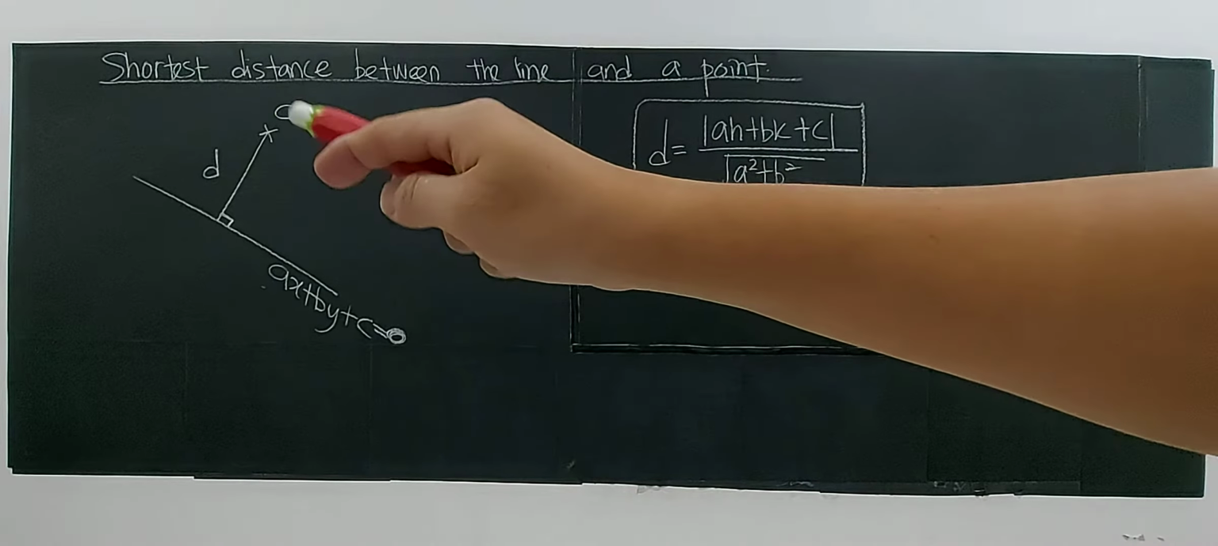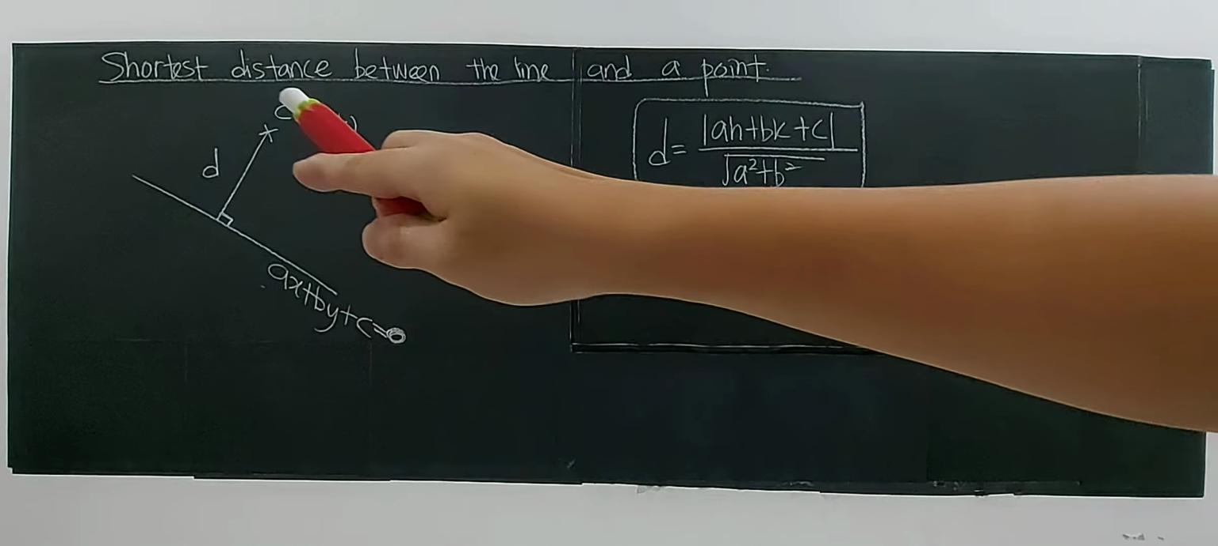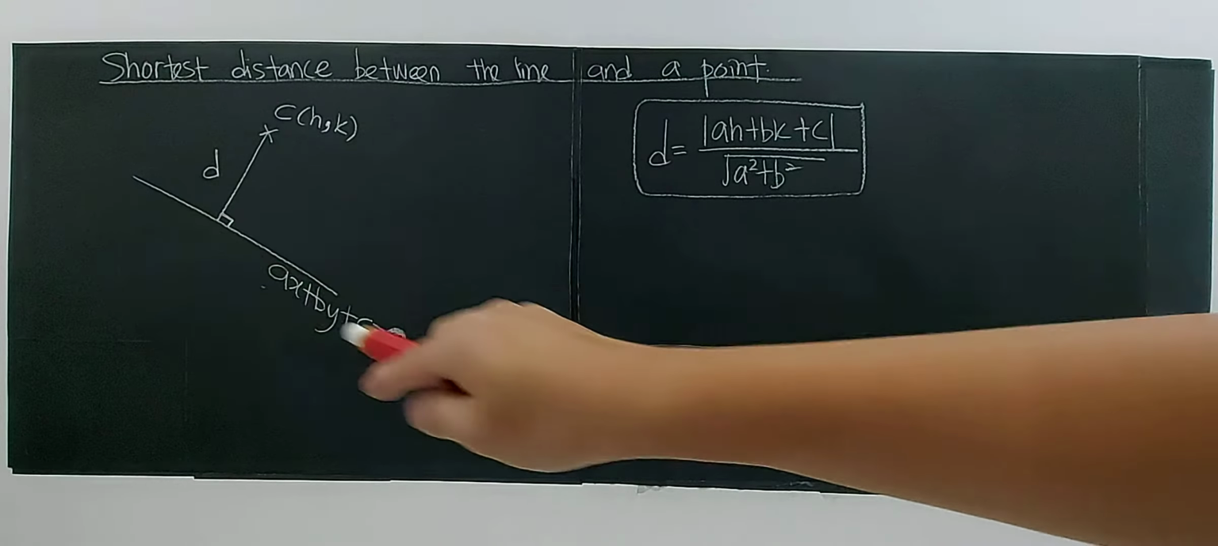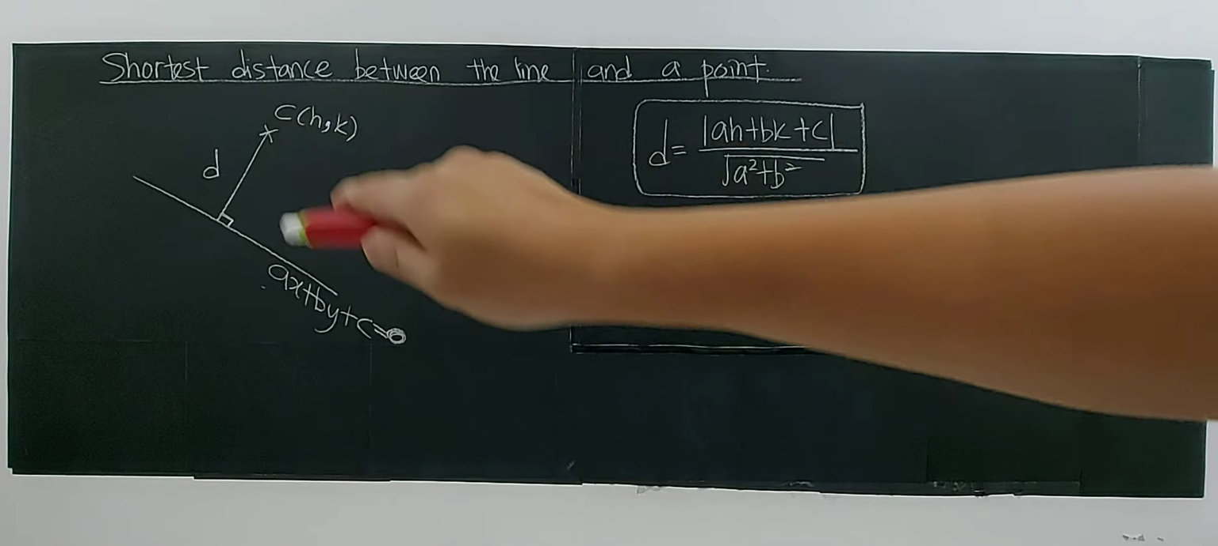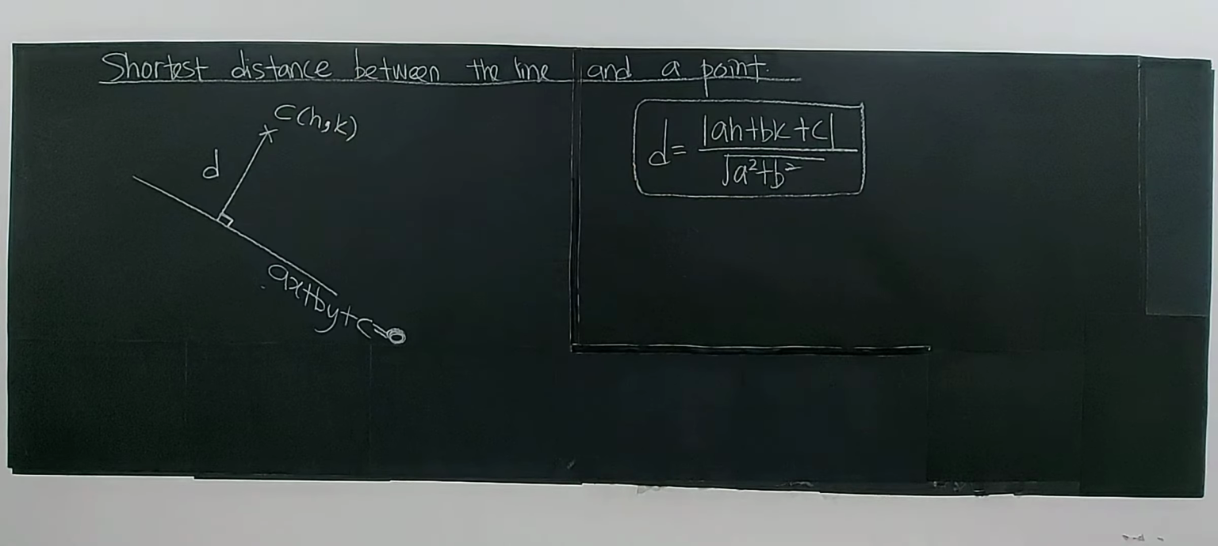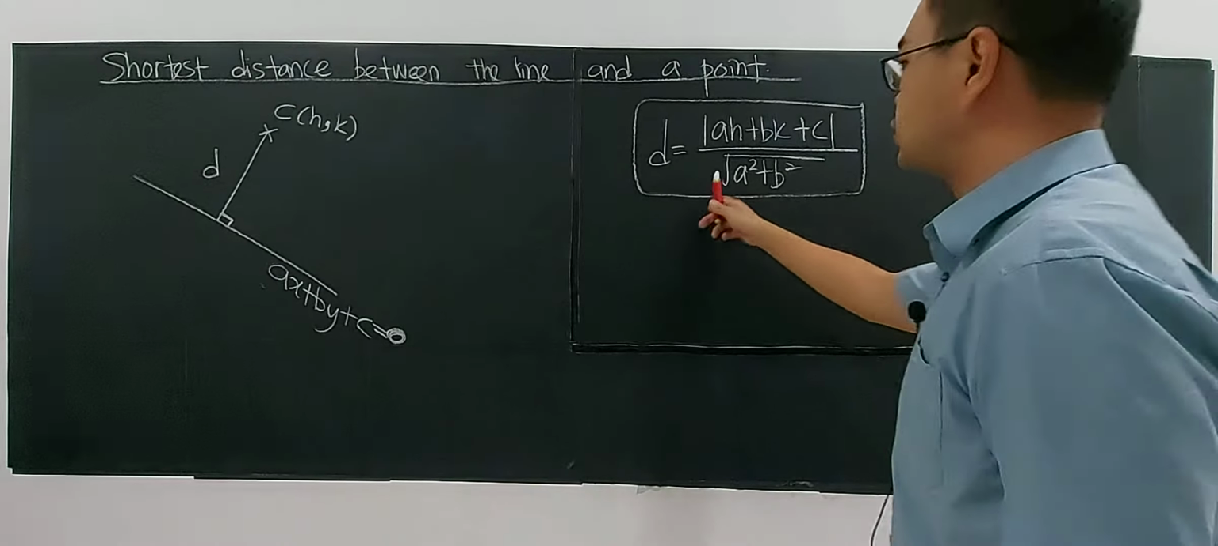Let's say you have a point and you want to find the shortest distance. The shortest distance must be the perpendicular distance from this point to this line. All other distances will be longer than this one. So how do we find the shortest distance? I'm going to use this formula.